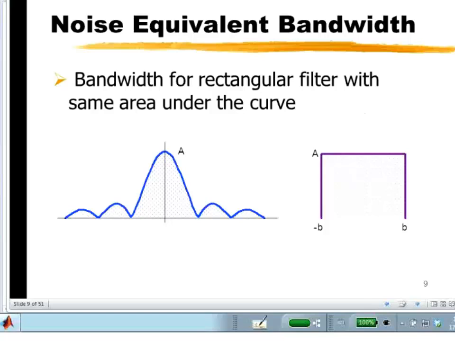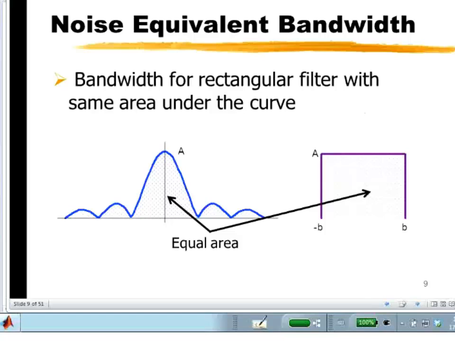But the important thing is that afterwards we form a rectangle with the same height as the maximum of the original frequency response. So the original frequency response has a maximum of A, so we fix our rectangular frequency response to a height of A, and we define the bandwidth B to be that bandwidth that gives equal area to the rectangular response as the area under the curve of the original response. Okay, so that's one definition of bandwidth.